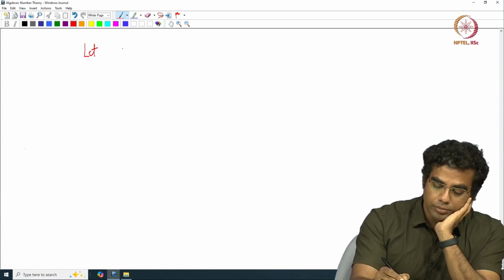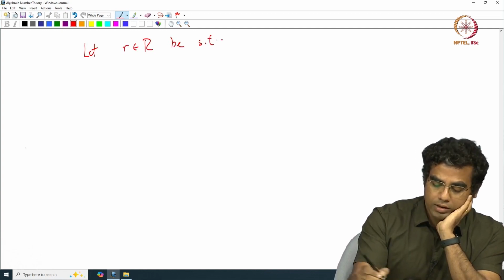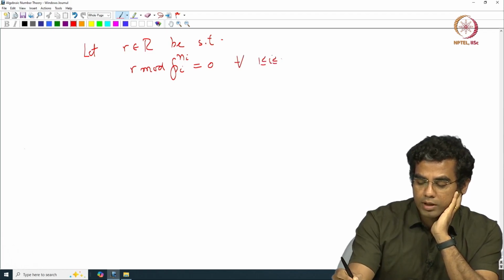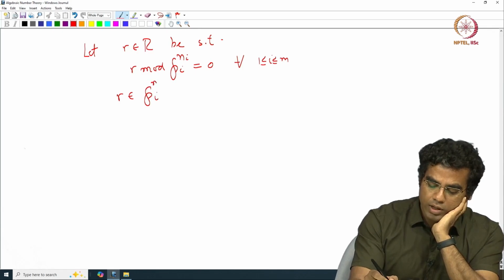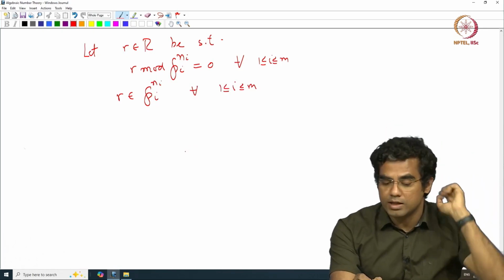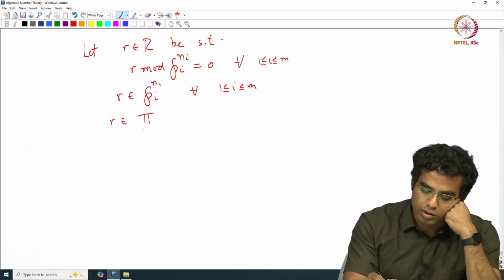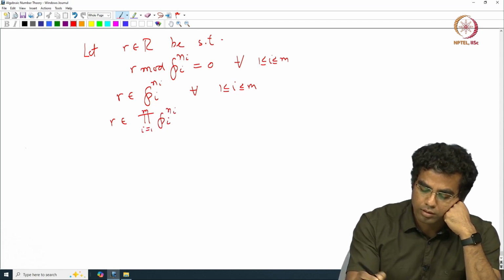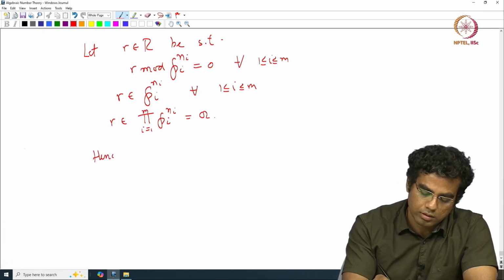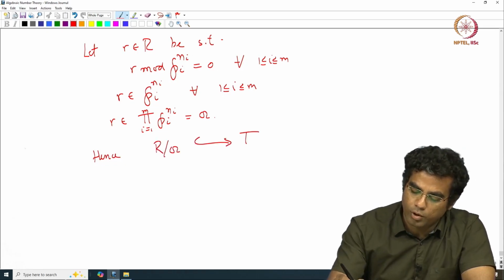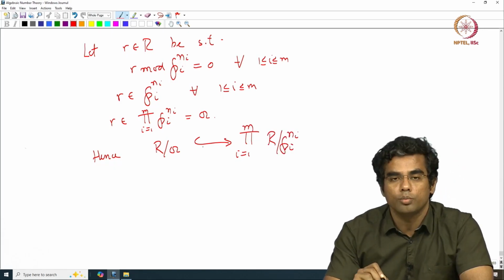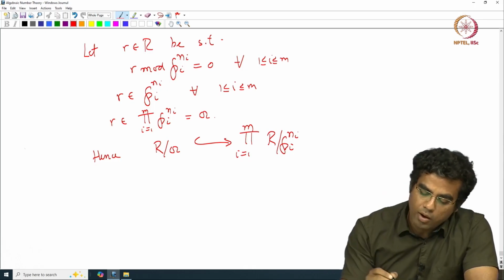So, let r in R be such that r mod Pi to the ni is equal to 0 for all i between 1 and m. This means that r is in Pi to the ni for all i between 1 and m, right. But again, because these Pi's are distinct, this means that r belongs to the product, which is equal to A, right. And so, hence R mod A injects into the product i going from 1 to m of R modulo Pi to the ni. Okay. So, this hooked arrow means injects, injectivity, all right. So, now I want to prove surjectivity.